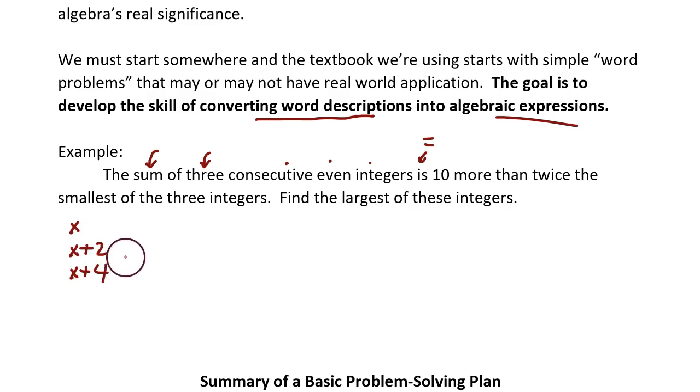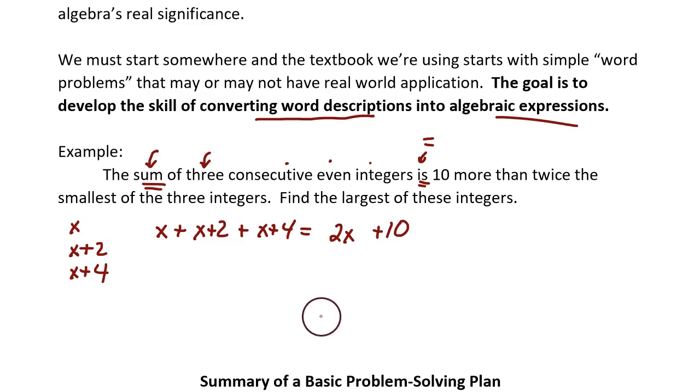Now we can build an equation from the sentence. The word sum means to add them. So let's add all three of our numbers together. The word is the equal symbol. 10 more than means to add 10 to something. Let's read what we're supposed to add 10 to. Twice the smallest of the numbers. The smallest of the numbers was the one we called x, so that's twice x. Here is our equation. If we solve the equation, we will figure out the smallest number.